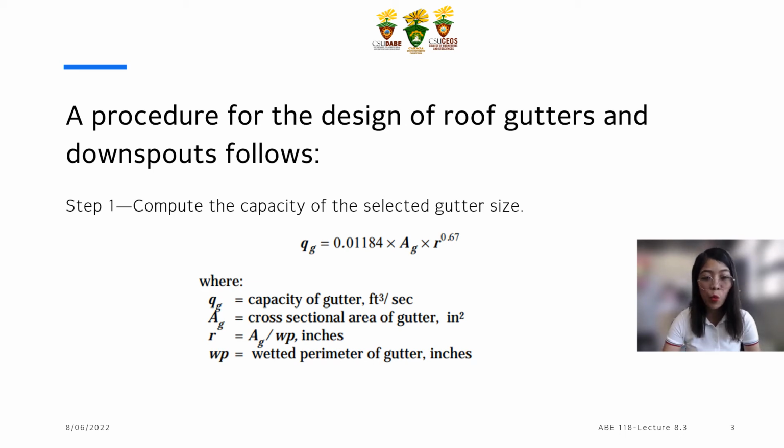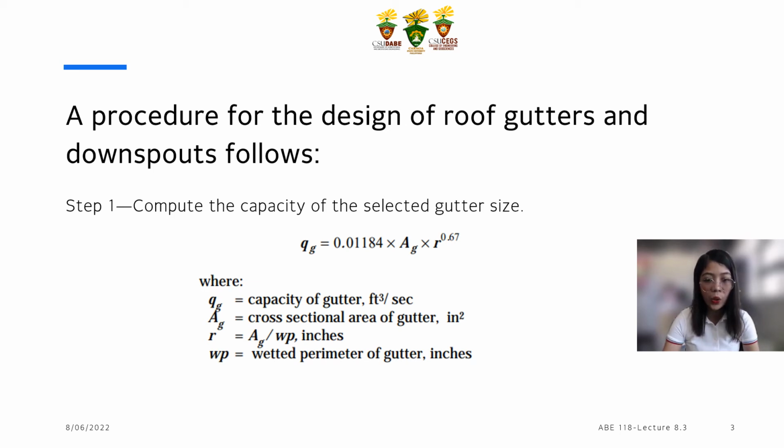For step 1, compute the capacity of the selected gutter size. This may be computed using the Manning's equation, like I said earlier, using the recommended gradient. A gradient of 1/16 inch per foot is the rule of thumb used for computing the gradient or slope, and the Manning's roughness coefficient of 0.012. So this equation can be expressed.